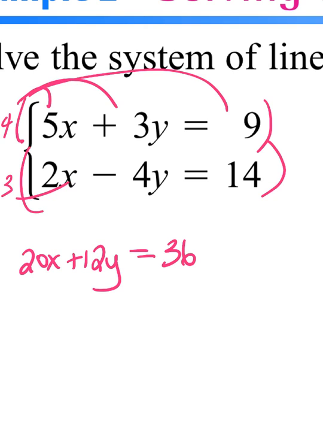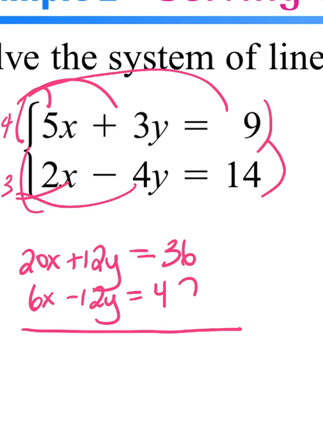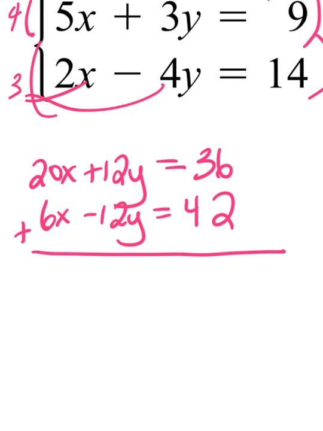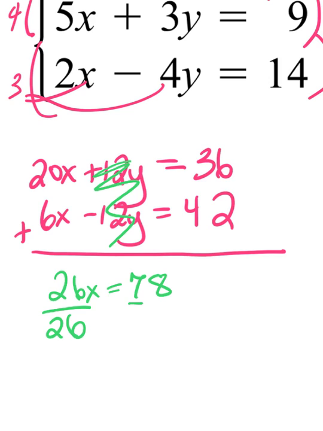And then on the bottom, 3 times 2 is 6x. 3 times negative 4 is negative 12y. And 3 times 14 is 42. This is elimination. So now what happens? The 12s cancel out. So you have 26x equals 78. Now what? Divide both sides by 26. And x equals how much? 3.